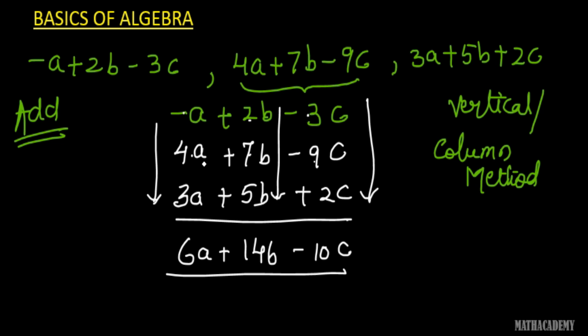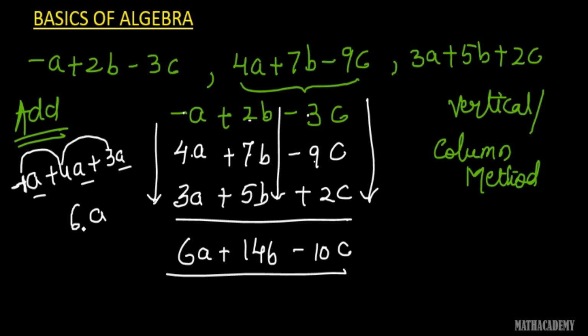So what do we see here? That we are trying to add all the like terms first. So minus a plus 4a plus 3a we are trying to do. Now a is the common variable part, which is the same. Just write down a and perform the addition on all the numerical parts. So minus a is nothing but minus 1. Minus 1 plus 4 is 3, and 3 plus 3 is 6, which we got here.